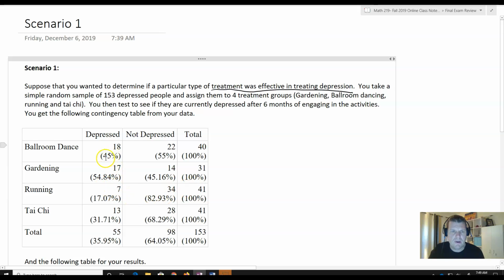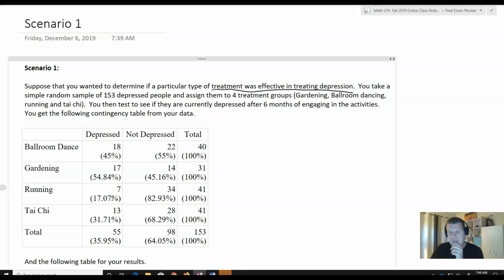So we look here and we say, okay, what percentage were depressed? Oh, 45% after ballroom dance, 54.84% after gardening, 17.07% after running, and 31.71% after Tai Chi. Okay. Well, that's interesting. It appears that the running group had a far smaller percentage depressed, and so maybe that was the most effective treatment.